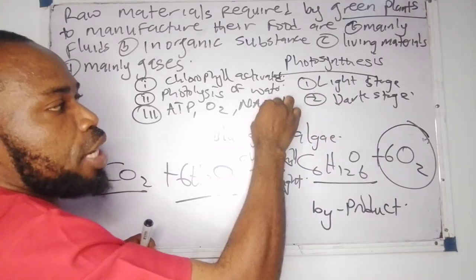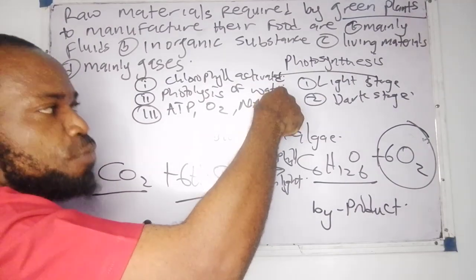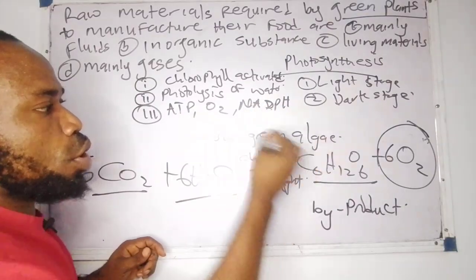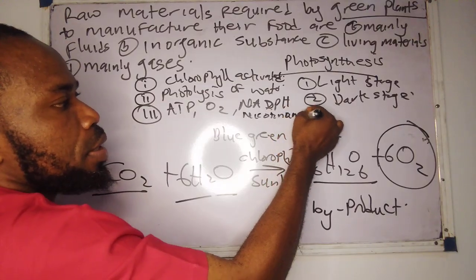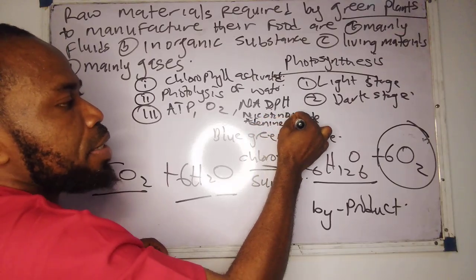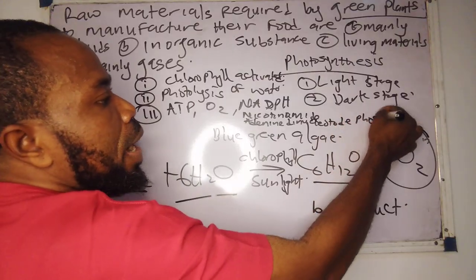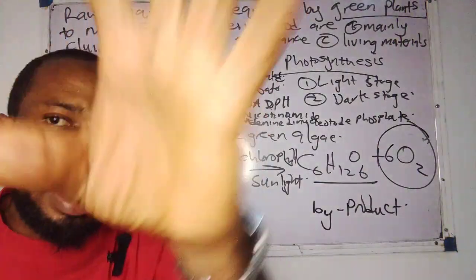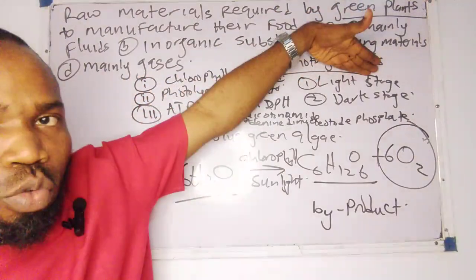Why is it reduced? Because hydrogen has been added. Reduced nicotinamide adenine dinucleotide phosphate. Let me write it out. Nicotinamide, adenine, dinucleotide, phosphate. Do not mind my handwriting. As they say it, you are supposed to follow it up. It is not hard. These molecules are formed in the light stage of photosynthesis.